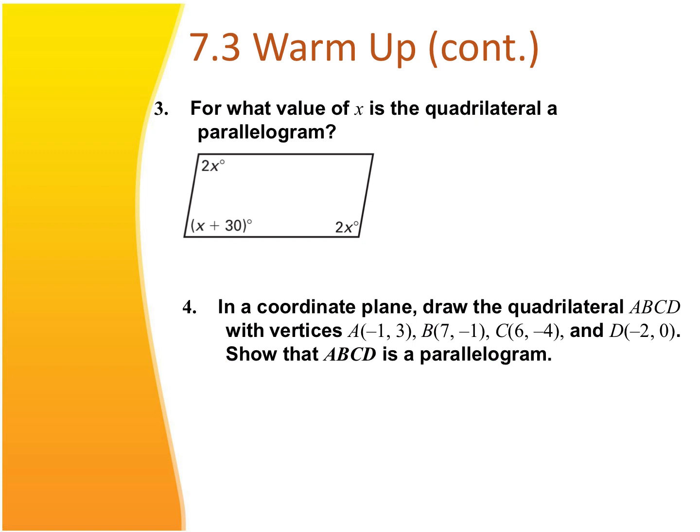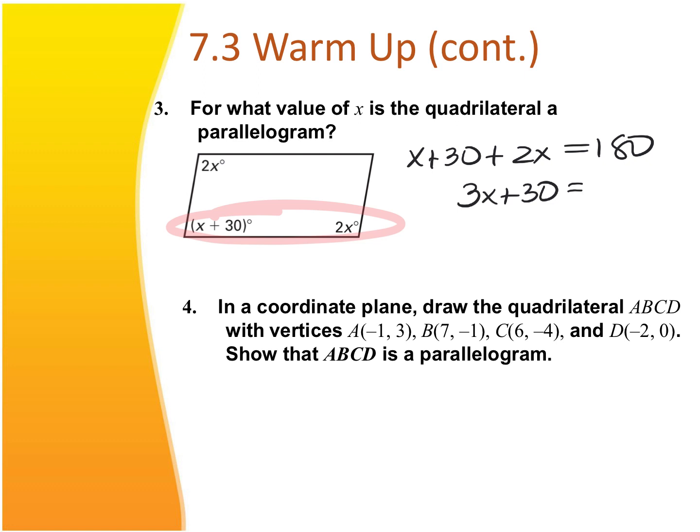The next one, I'm going to use those consecutive angles. And I know that when I have a pair of consecutive angles, they're supplements. So in order to find the value of x, I'm going to add 30 plus x and 2x and set it equal to 180. Combine my like terms. Subtract the 30.